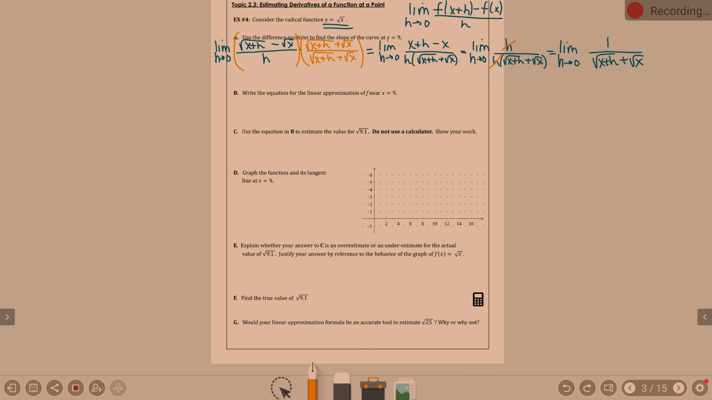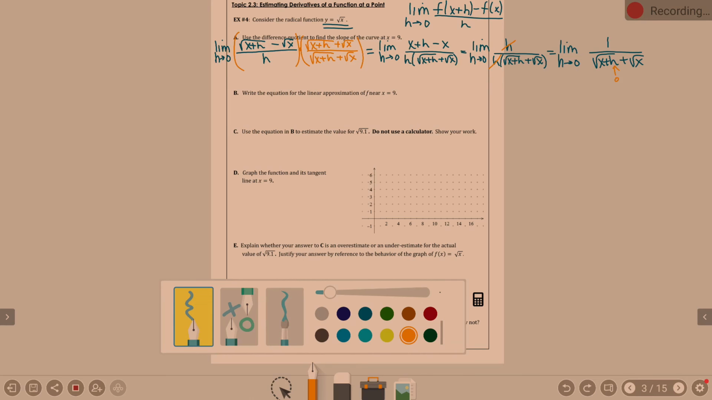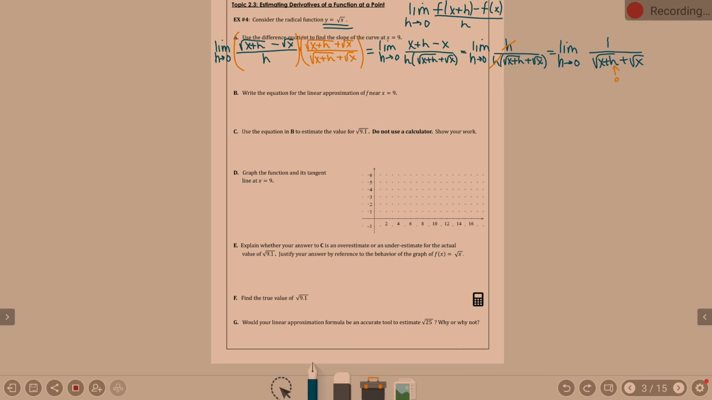How do I find the limit as h approaches 0? Direct substitution, 0 in for h, yes? And when I do that, I'm going to have 1 over square root of x plus square root of x. What is square root of x plus square root of x? 2 square root of x. So 1 over 2 square root of x. We just found that f prime of x is 1 over 2 square root of x. I feel like you did this last night in homework, actually, because I talked to somebody about plugging the 0 in and how it worked out. Okay, we should have saved ourselves some time.